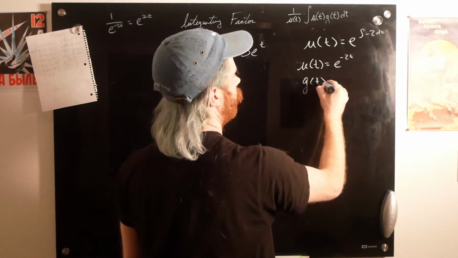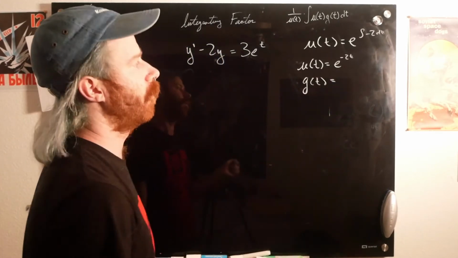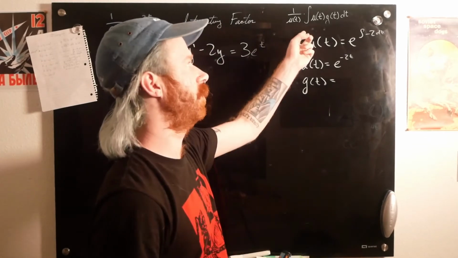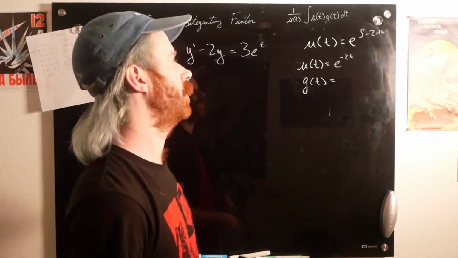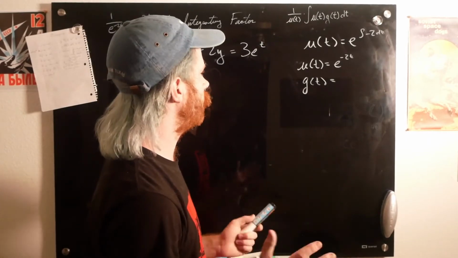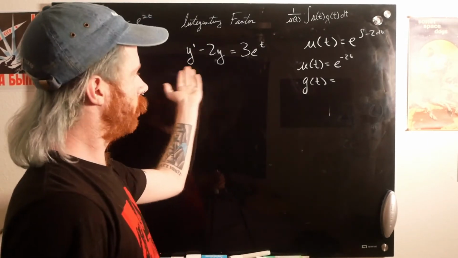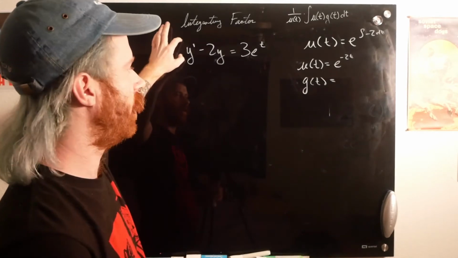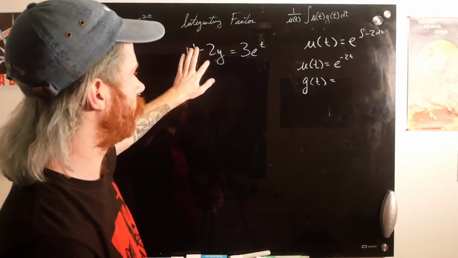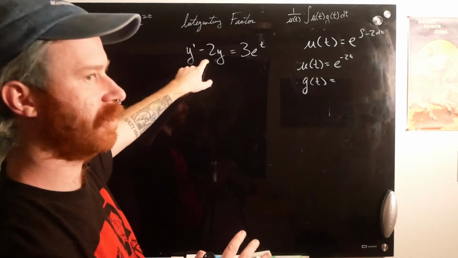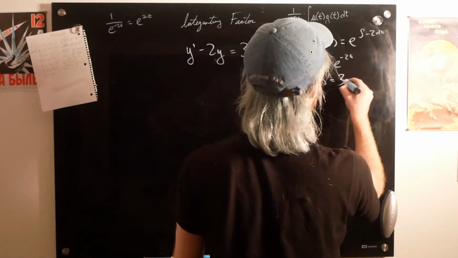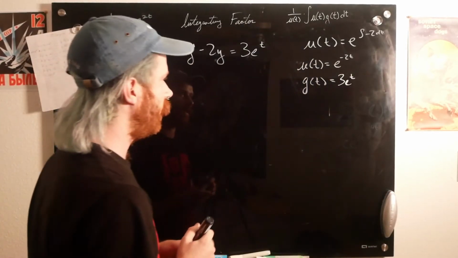G of t is going to be equal to, and if you're wondering why we're not worrying about the constant of integration, consult a video on the proof of this, or ask your professor. So now g of t is just going to be what's on the right hand side of the equation, as long as it's in terms of t, and as long as this looks like it does, not having a term of t here, and having some function of t, it doesn't just have to be a constant, attached to y. So g of t equals 3 times e to the power of t.